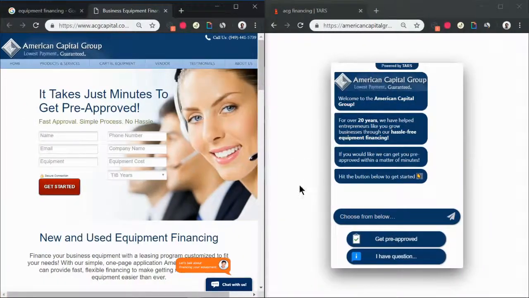I just want to briefly discuss why a small business lender, or any financial institution for that matter, might consider or should consider converting their traditional landing page into a conversational landing page. To begin with, I want you guys to check out this side by side I have going on.